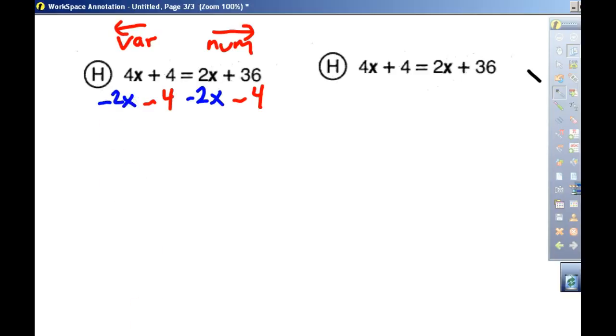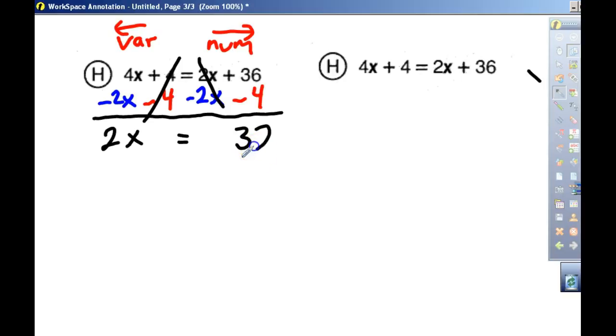So that's the process right there, deciding where you want the variables and numbers. They have to be on opposite sides. And then this will happen. You'll have the numbers cancel on one side, and variables on the other. And you can see what I'm left with is just variables on the left, 4x plus 2x, 2x. And on the right-hand side, I have 36 minus 4.